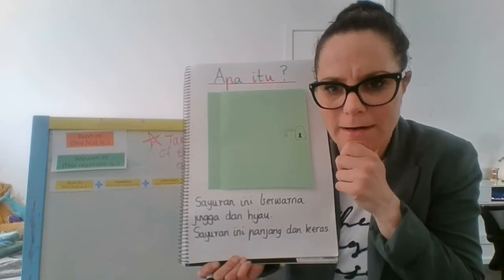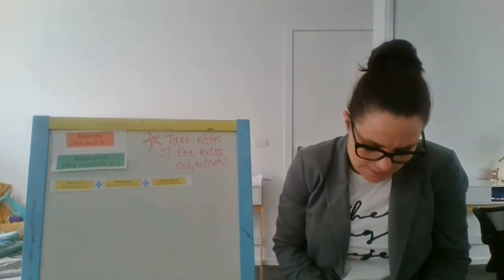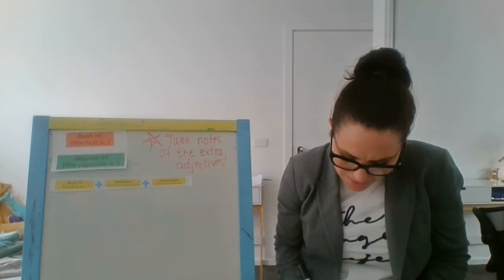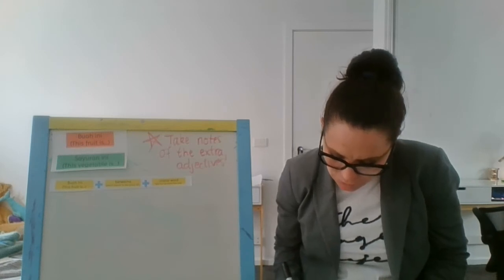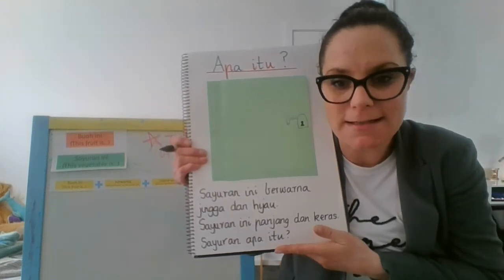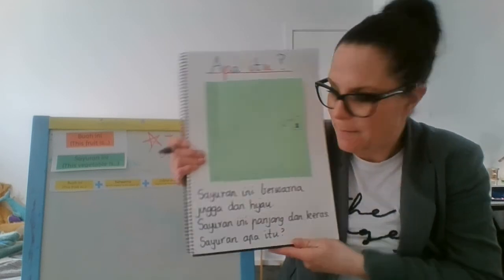What veggie could be long and hard? And then I finish my sentence with sayuran apa itu. Sayuran apa itu. What veggie is it? And that is on the slide. So if you've forgotten how to write that, go back to the slides. What veggie could it be?